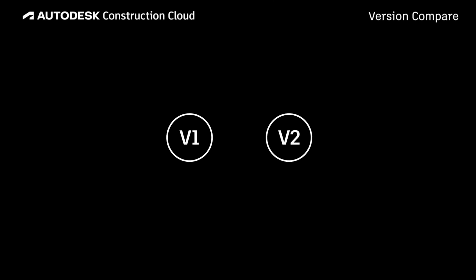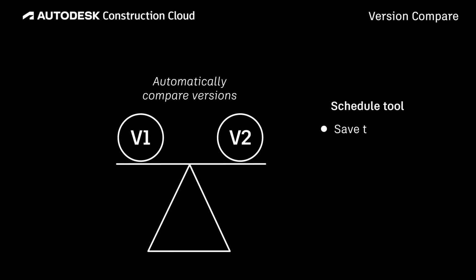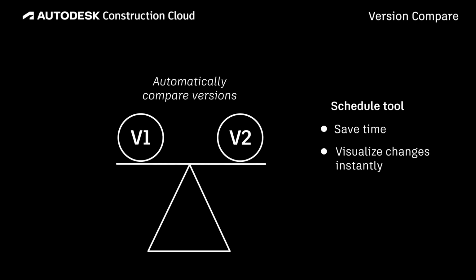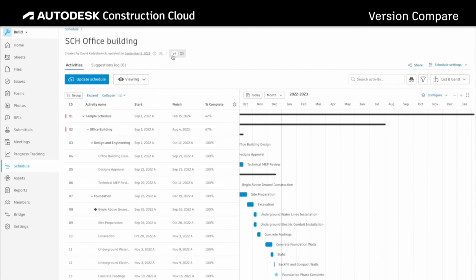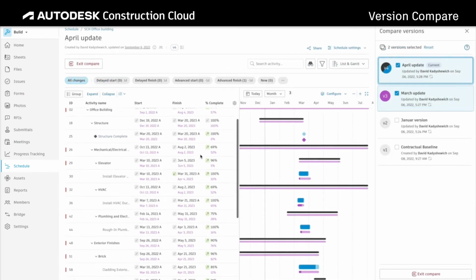By digitizing and automating the version comparison workflow, the schedule tool saves countless hours and helps eliminate frustration often faced by project members when left with the manual task of figuring out what changed between schedules. To access the version compare feature, click on the version icon and click on Compare within the version history panel.